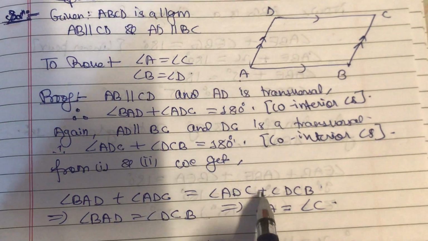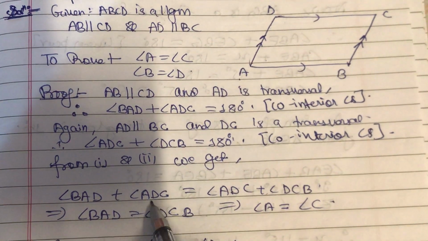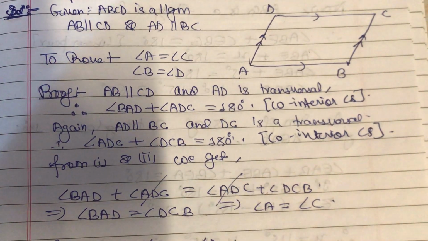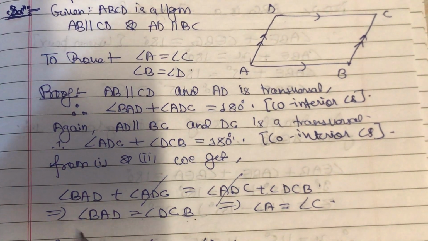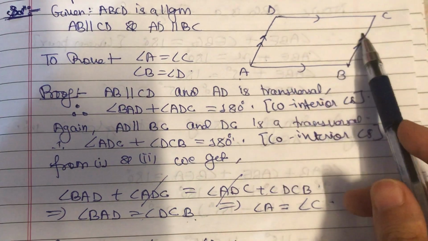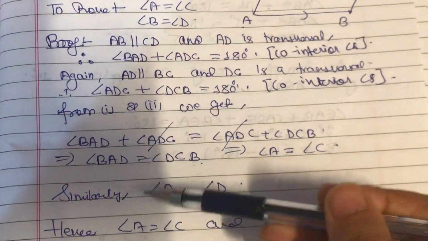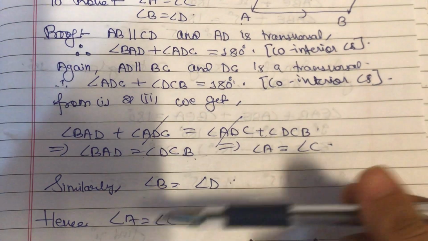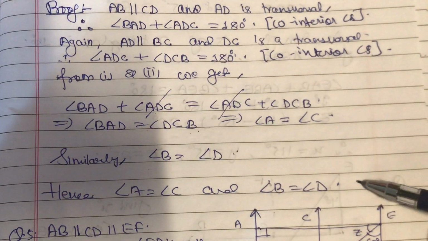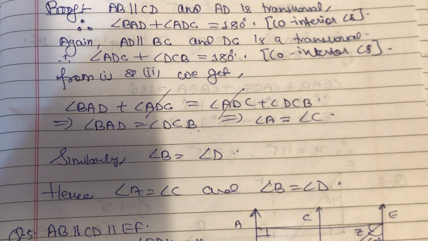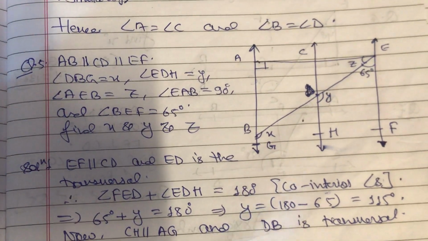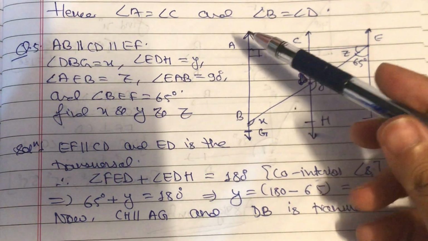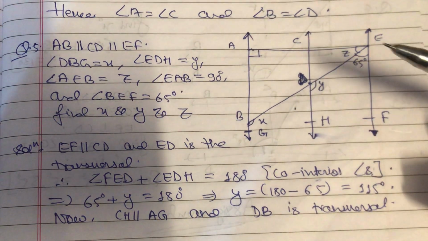Now both are equal to 180, so I can equate the LHS. So if I equate it, what is the common? ADC. So this will be cut off. Then I can say that BAD is equal to DCB. So BAD is your angle A, which is equal to angle C. Similarly, I can prove for B equals D. Therefore, A is equal to C and B is equal to D. Right?